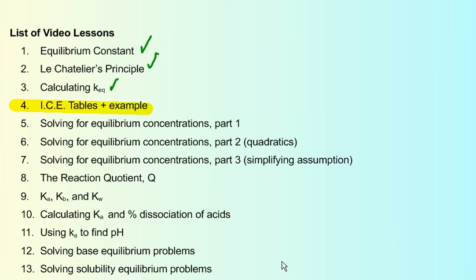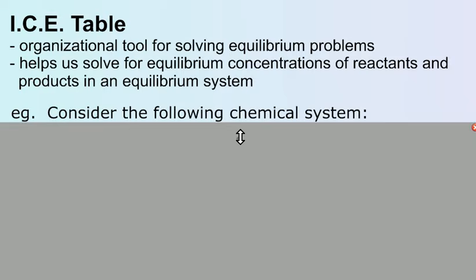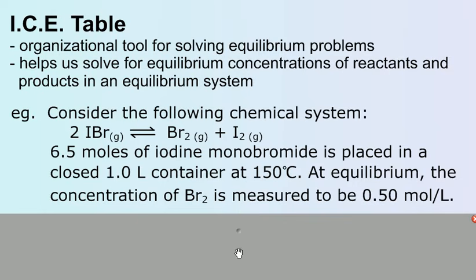Okay, everybody, welcome to lesson number 4. Today you're going to learn about your new best friend, the ICE table. The ICE table is a nice tool we have to help us organize our information when we're trying to solve an equilibrium problem. So we're going to look at how it can help us solve the following problem.